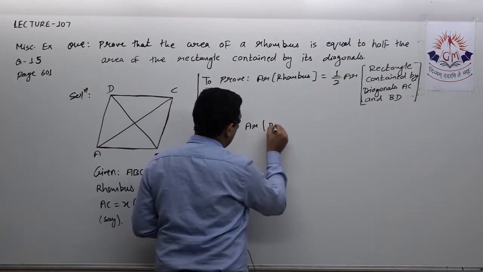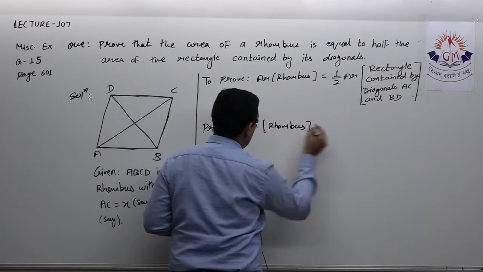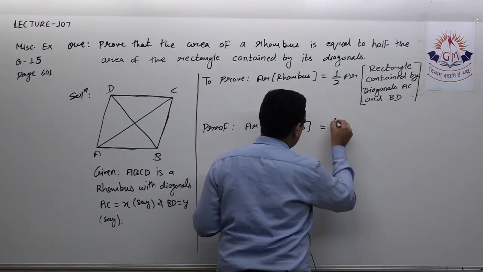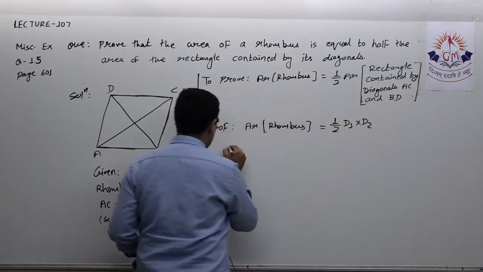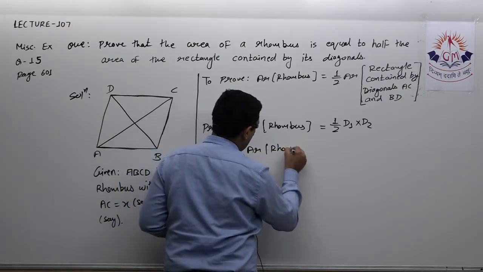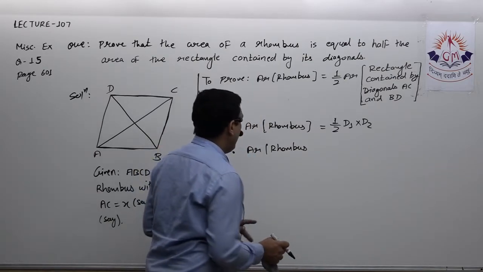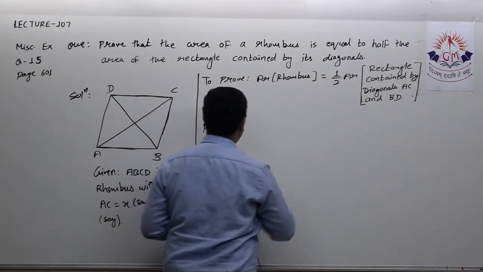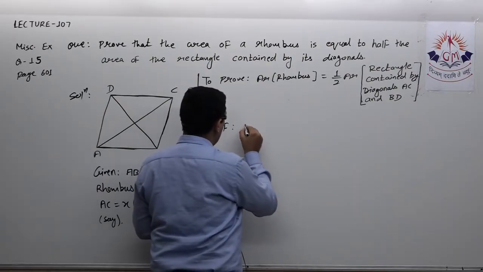Or better to do in this way. Area of rhombus is equal to 1 by 2 d1 into d2. Therefore, area of rhombus is equal to 1 upon 2 x into y. Okay, I think that will be a better way. First, I will describe what is the rectangle contained by its diagonal.